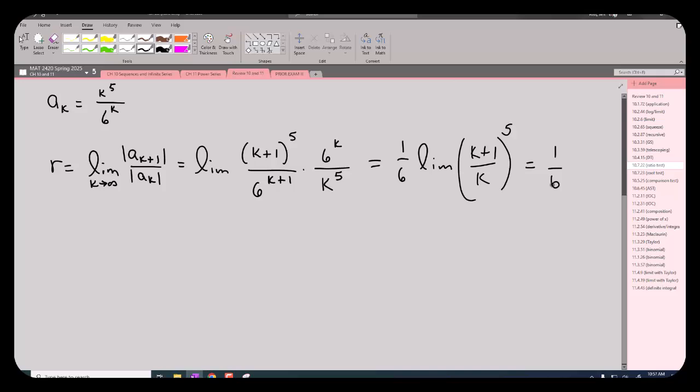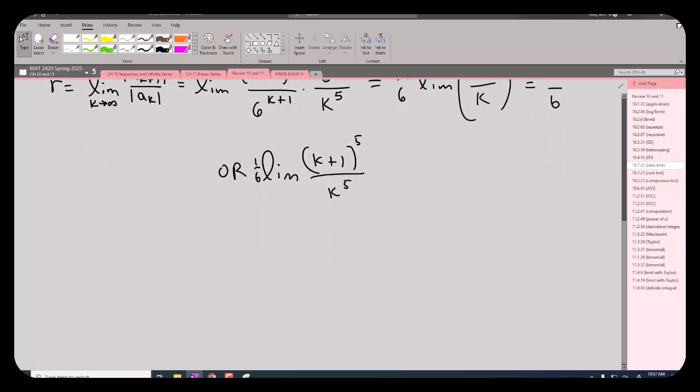Before we make our conclusion there, here's another way that we could have written it. We could have written this as 1/6 the limit of k plus 1 to the 5th over k to the 5th. This way is going to be more obvious, but I wanted to write it that way because it's so tempting to think of that as an e. So tempting. But here you would write this as k to the 5th, and you could use your binomial theorem, and you would end up with this.